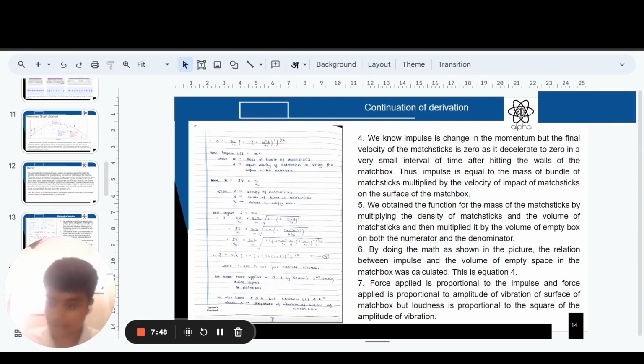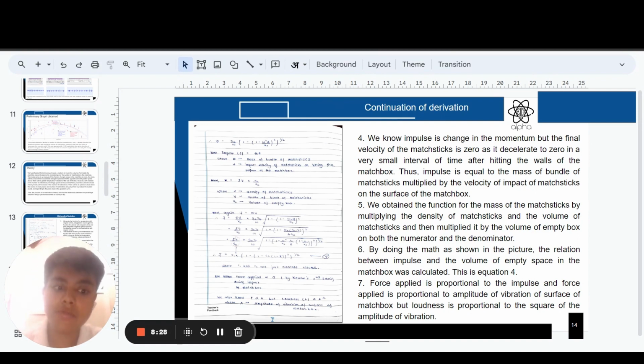Then, because we know impulse is the change in momentum, and the final velocity of the matchstick is zero, as it decelerates to zero in a very small interval of time after hitting the walls of the matchbox, impulse is equal to the mass of the bundle of matchsticks multiplied by the velocity of impact on the surface of the matchbox. Then the next step was obtaining the function for mass of the matchsticks by multiplying the density of matchsticks and the volume of the matchsticks, and then multiplying by the volume of the empty box on both the numerator and denominator. By doing this, the relationship between impulse and the volume of empty space in the matchbox was calculated, as you can see in equation 4.